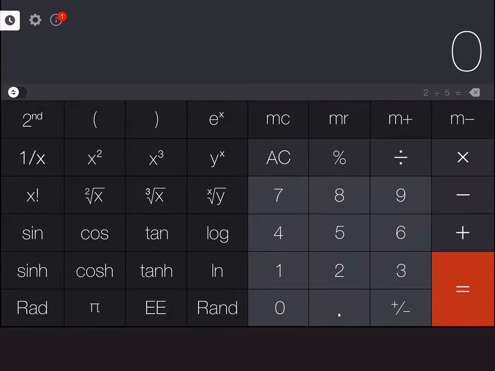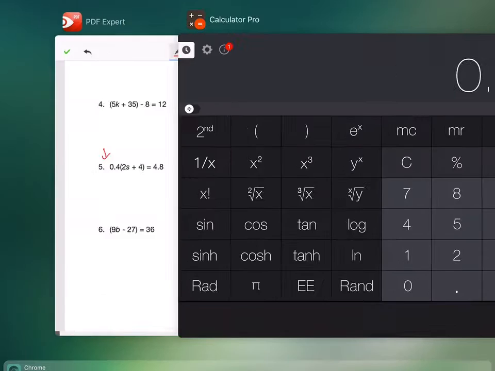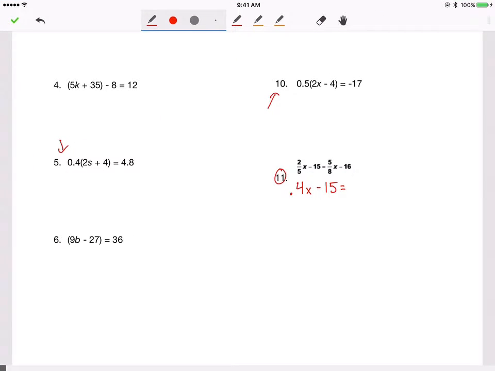So again, I just do the top divided by the bottom. 5/8 is 0.625. So I have 0.625x minus 16 on my other side. And now I just solve this like any other problem. So I need to get all my x's on one side and then to get all my other terms on the other. So I know that 0.625 is bigger than 0.4.